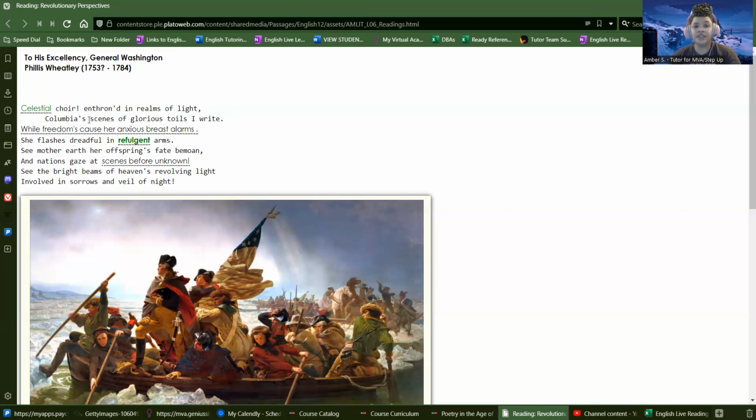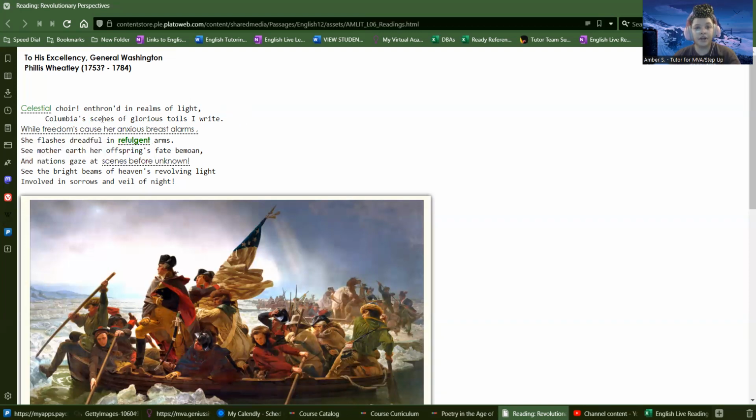And it's the scenes, right? So she's describing how, in different places, America's working hard with the revolution. So here we have, "while freedom's cause her anxious breast alarms." To whom does the word her refer? We're referring to Columbia. Columbia, they told you in the other slide, is a goddess that's supposed to represent America. So that's who they're referring to here.